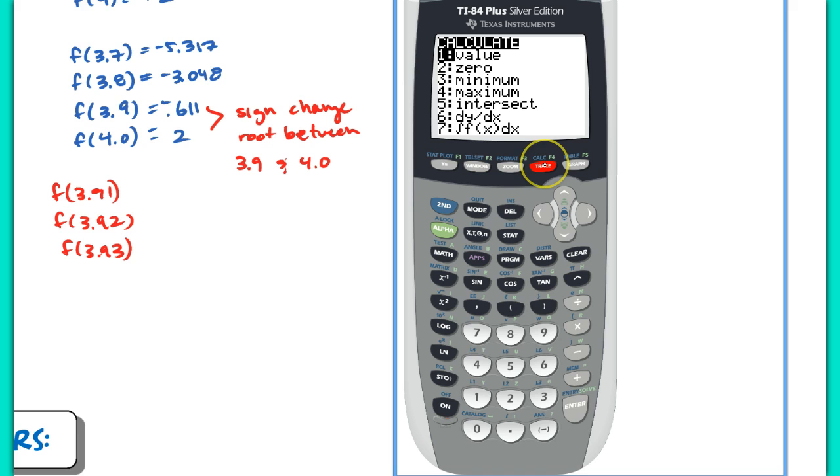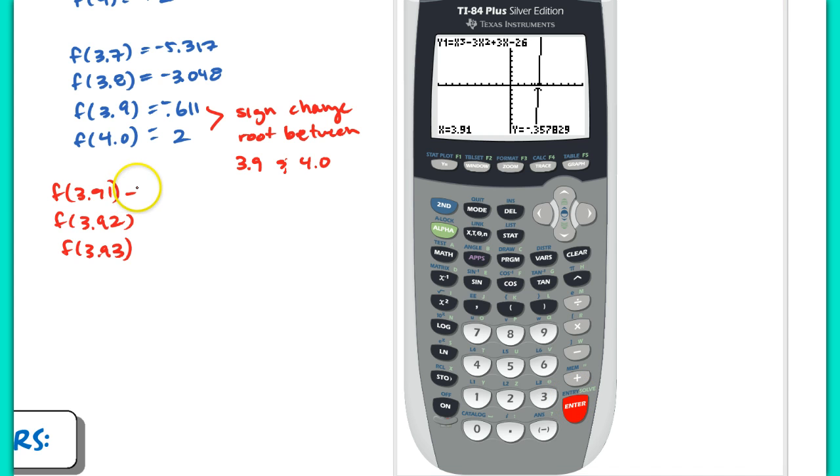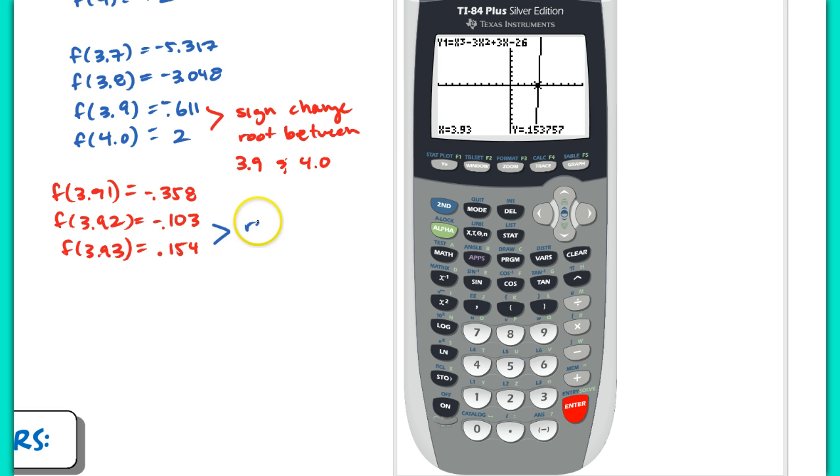Second calc, f of 3.91, and we get negative 0.358. I just tested the other two here, and I get finally a positive 1.54. Now what this is indicating then, since there is a sign change here, it went from negative to a positive, that the root is between 3.92 and 3.93. So it's on that open interval from 3.92 to 3.93.